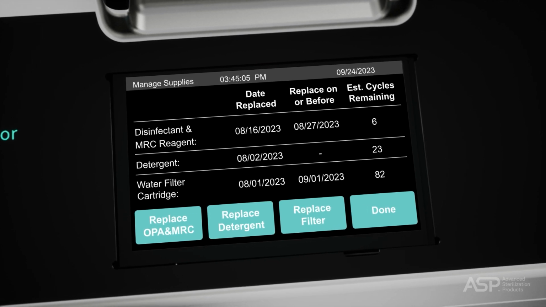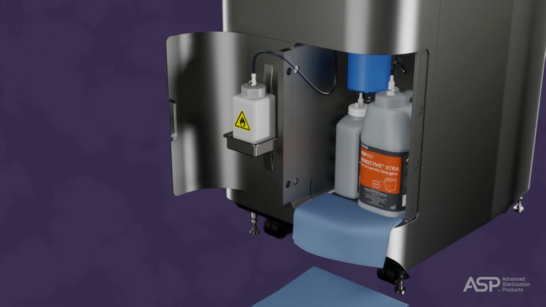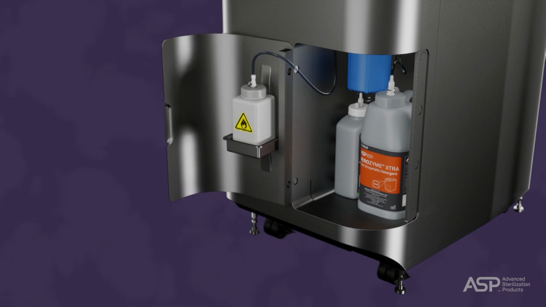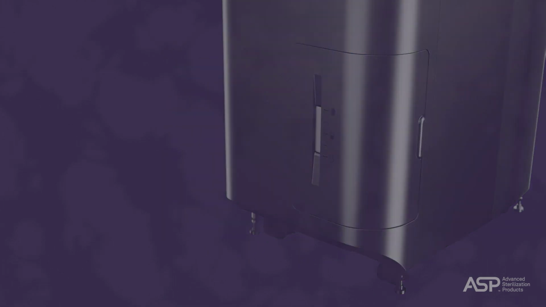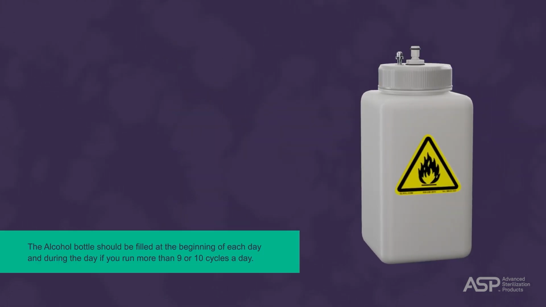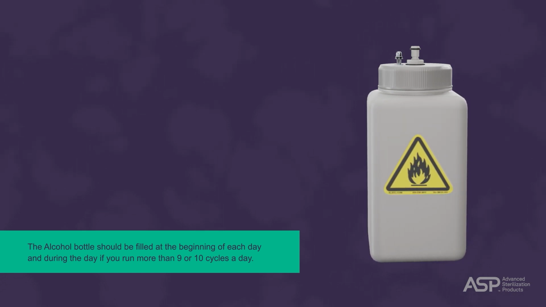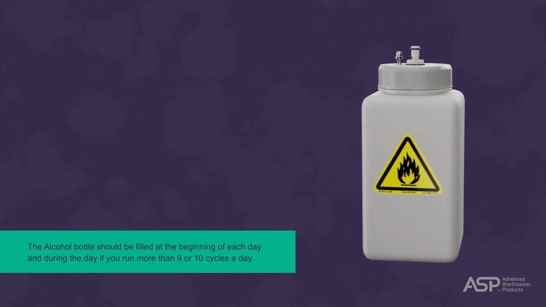Finally, clean up any drips and dispose of the towels and used bottle according to your hospital or healthcare facility's policy. The alcohol bottle should be filled at the beginning of each day and during the day if you run more than 9 or 10 cycles a day.